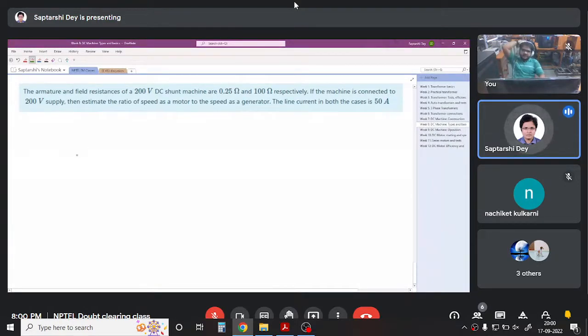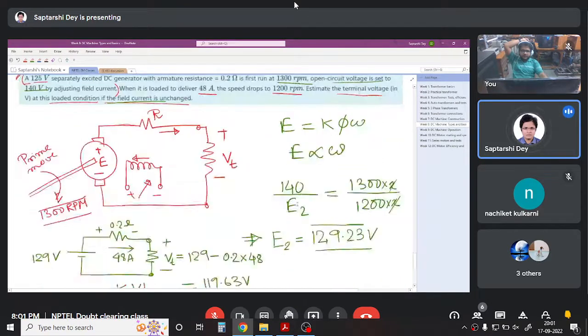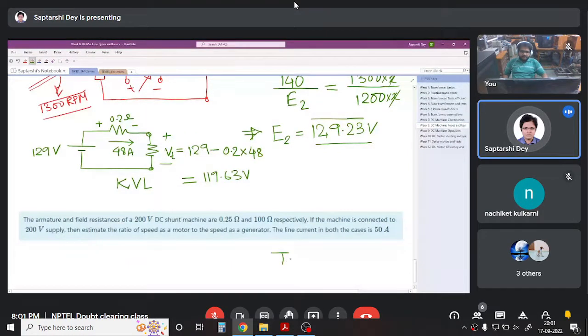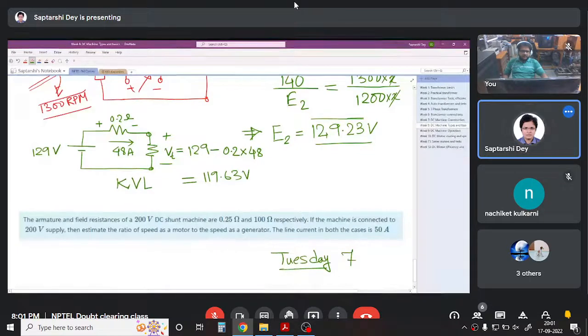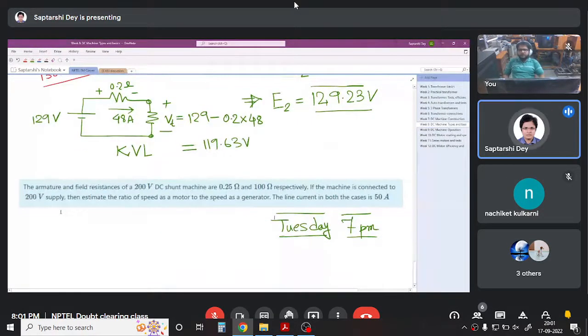The armature and field resistance of a 200 volt DC shunt machine are 0.25 ohm and 100 ohm respectively. Okay, I will not start this question. I think you people need to read these things once more. Siva will cover this question, okay? Every Tuesday, you have Siva's class. Probably he takes his class 7 p.m. He will discuss this problem. We'll just look at it once.